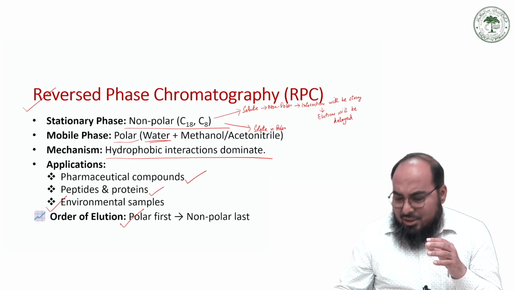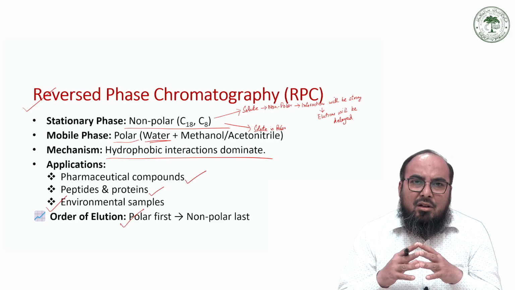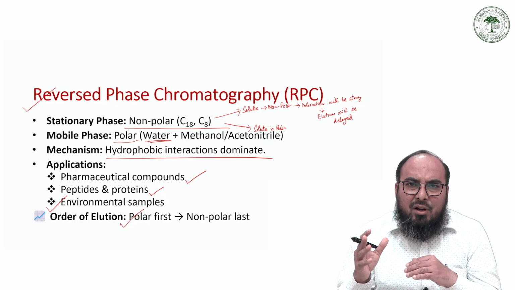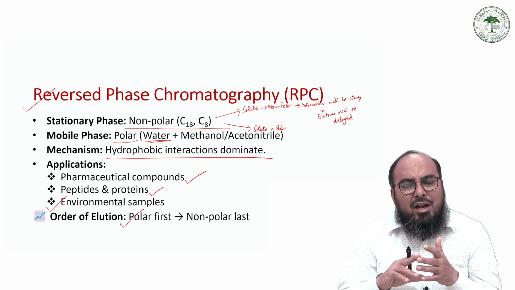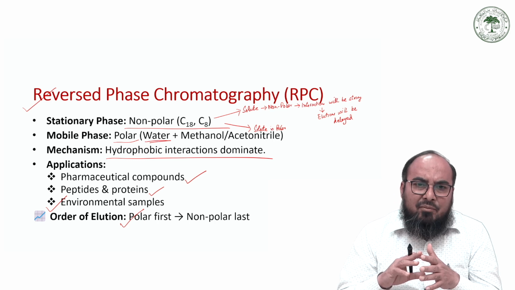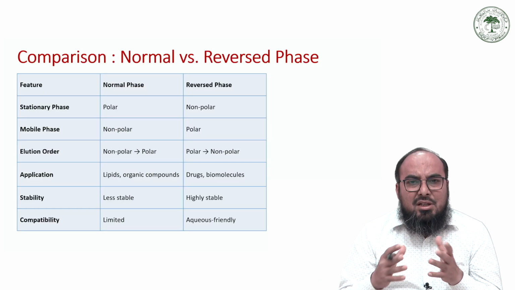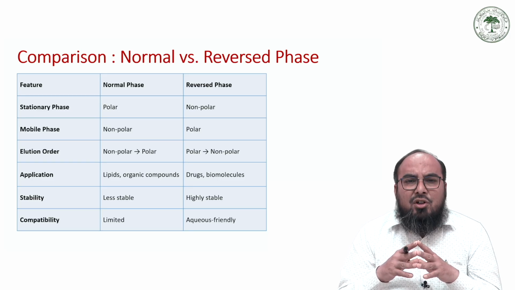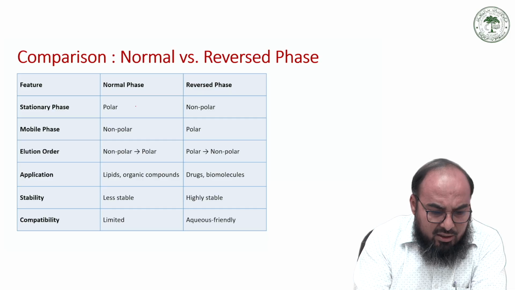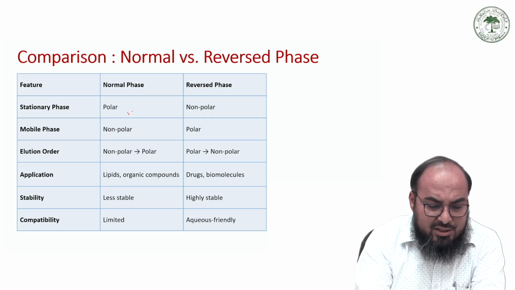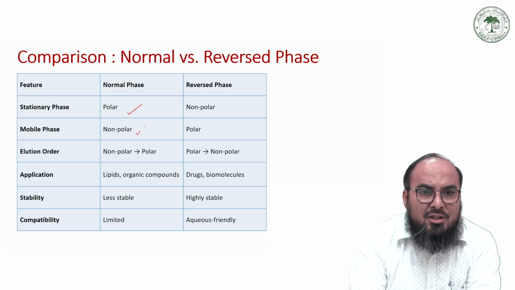So you can choose your type of compound which is to be separated, and on the basis of the type of compound, you have to decide whether you are going to analyze or separate it by using normal phase chromatography or reverse phase chromatography. So this is a comparative table of normal as well as reverse phase chromatography. Here in normal phase, the stationary phase is polar and the mobile phase is opposite to it, that is non-polar.